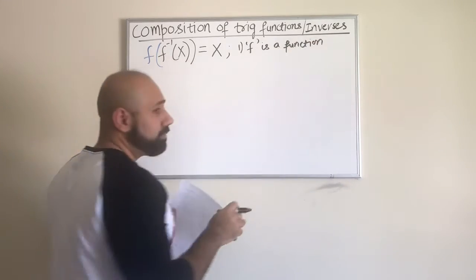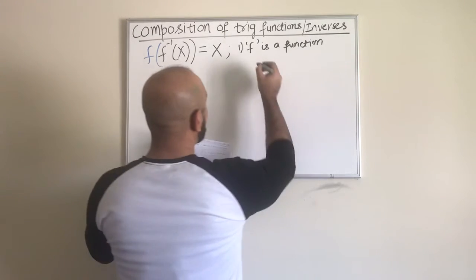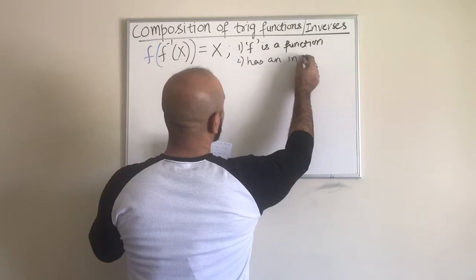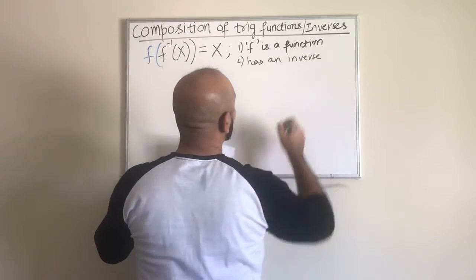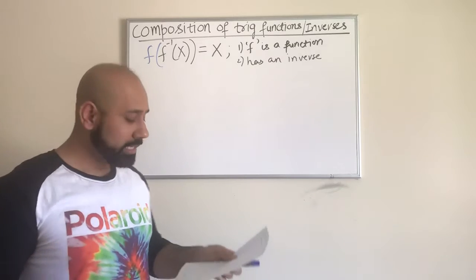We know how to verify whether a given relationship is a function, and then it has to have an inverse. We also know how to figure out whether a given function has an inverse. It has to pass the horizontal line test for that.